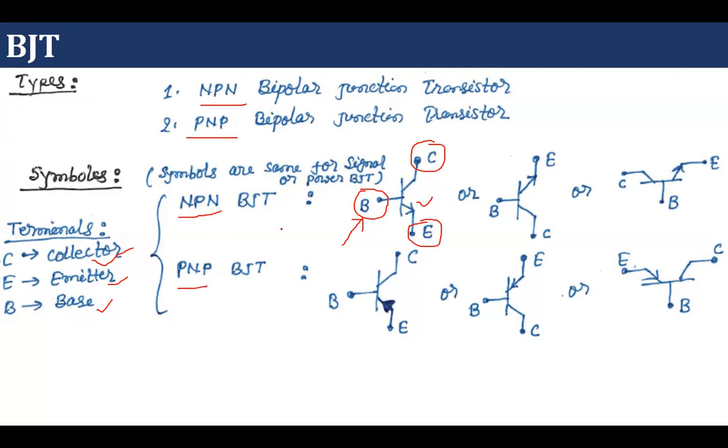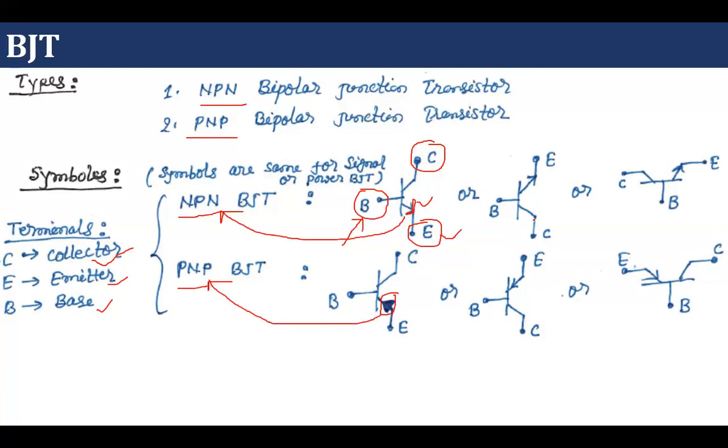At which terminal are we going to put this arrow? We put this arrow on the emitter terminal. If the arrow points out of the device, that is, going out from this vertical line, then it represents an NPN bipolar junction transistor. If it is going in, then it represents a PNP bipolar junction transistor.